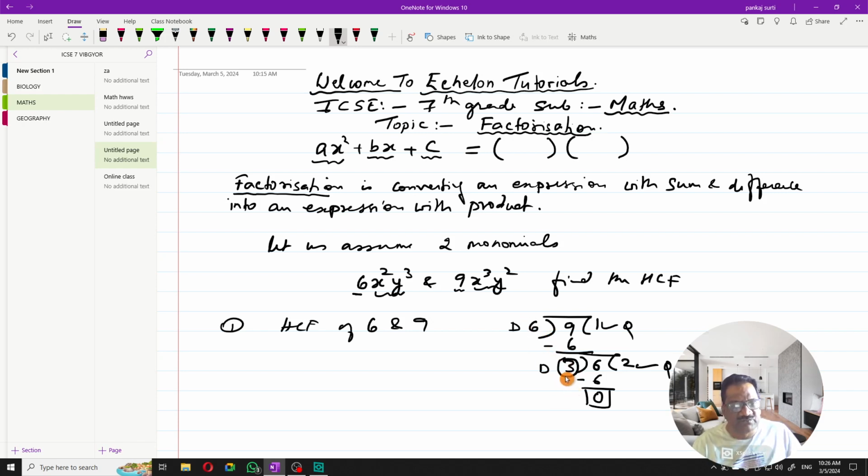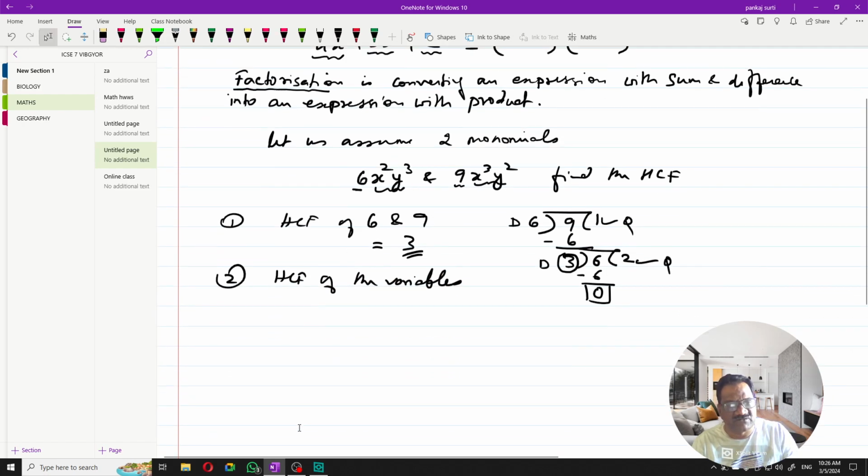So you get the number 3 as the HCF. So HCF of 6 and 9 is equal to 3. So you got the HCF, right? Second step is you have to find the HCF of the variables, the entire variables. Now how to find the HCF of variables, that also I'll tell you.